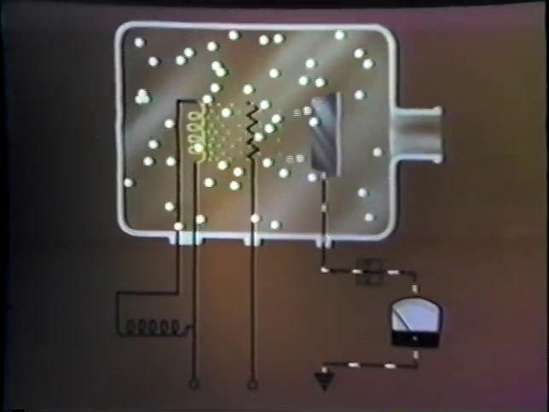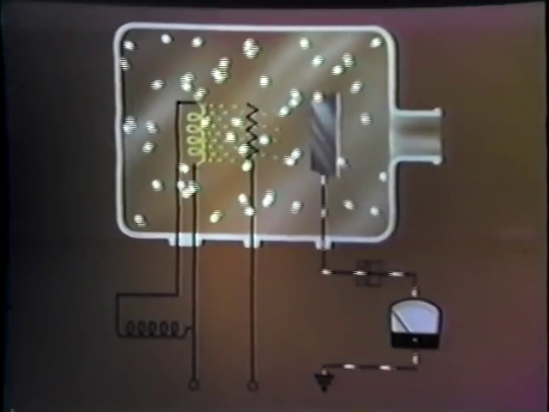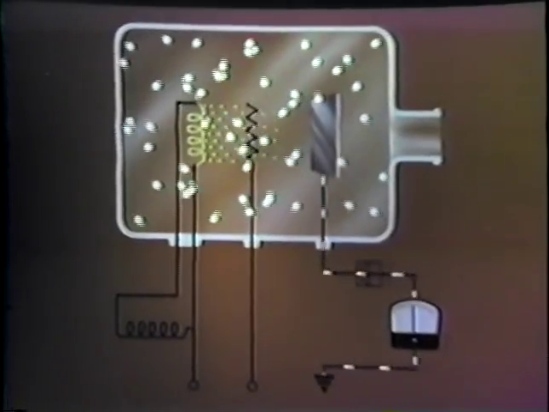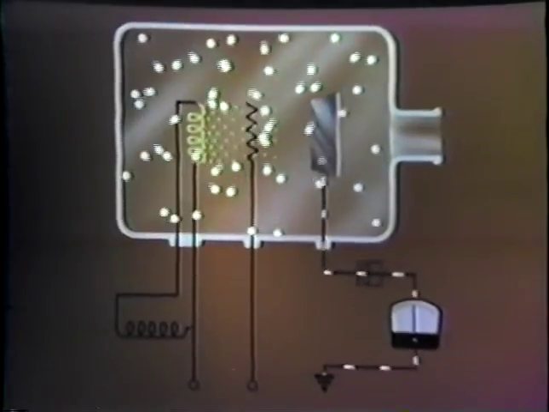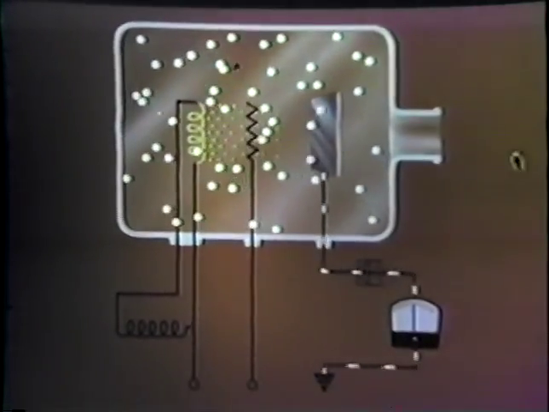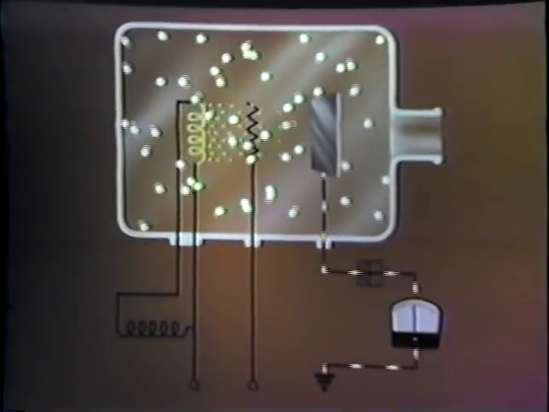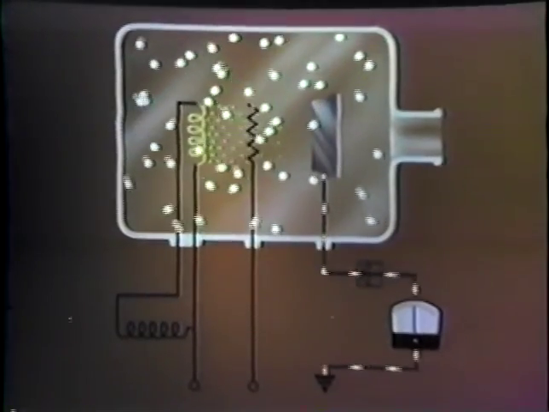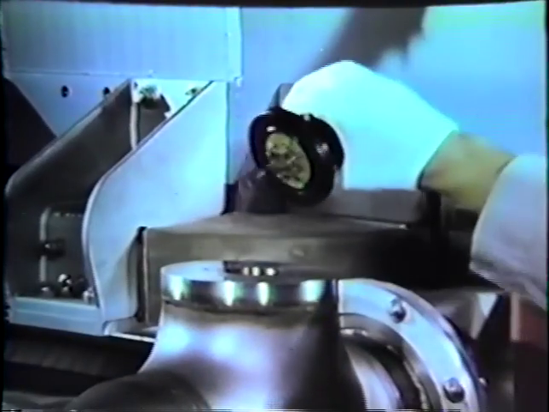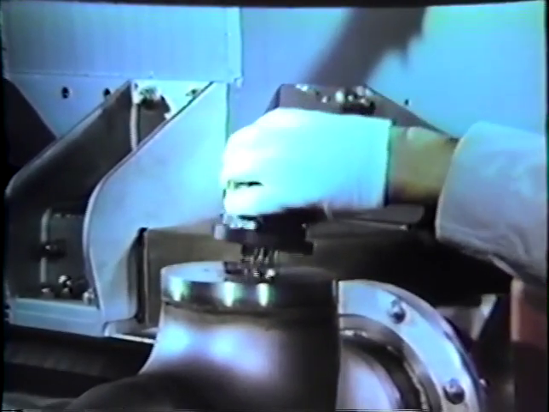The ion current falling on the plate is amplified and read as a signal proportional to the total number of molecules in the system. Cold cathode discharge, or alpha radiation, may be used as the ionizing source, but the basic principle is the same. Ionization gauges are capable of measuring pressures down to 10 to the minus 12 torr.